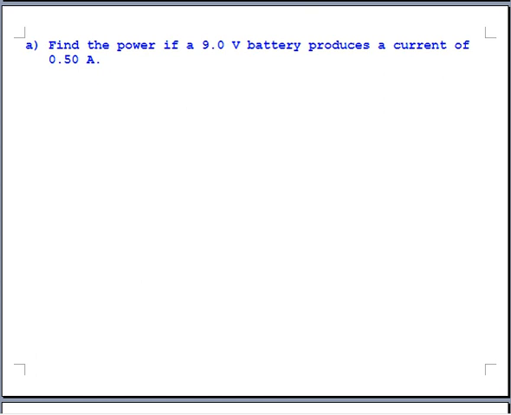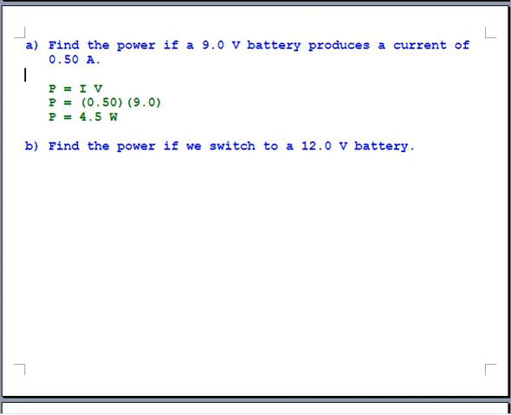9-volt battery, it's the kind out of your smoke detector, and it's giving us half an amp. Probably easiest just to go P equals I times V. So your current of half an amp multiplied by your voltage of 9 volts gives you 4.5 watts as power. PIV, P-I-V. Done. There's part A, very easy.